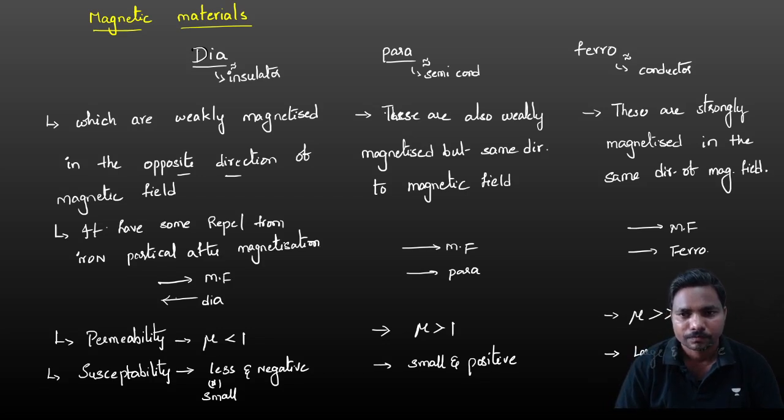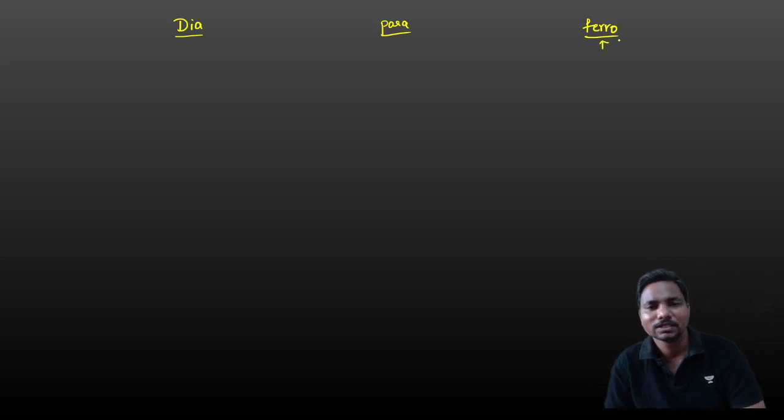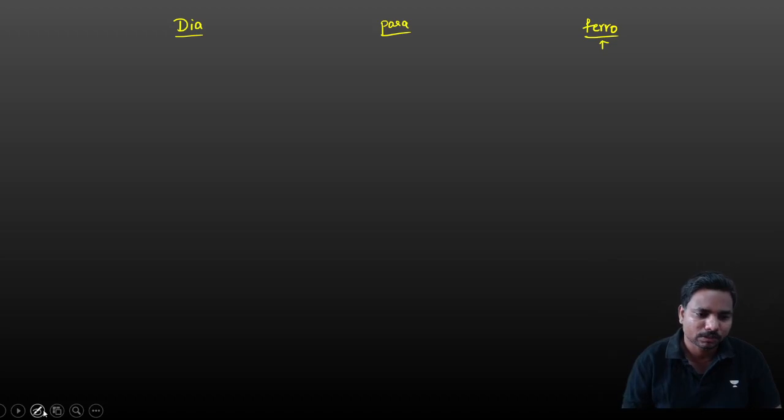Now coming to examples. In the exams, the examples are very important. But unfortunately we have not tested all these materials in the laboratories to understand whether any particular material is dia, para, ferro. So that's why we have to use small tricks to remember them. There is no other option.